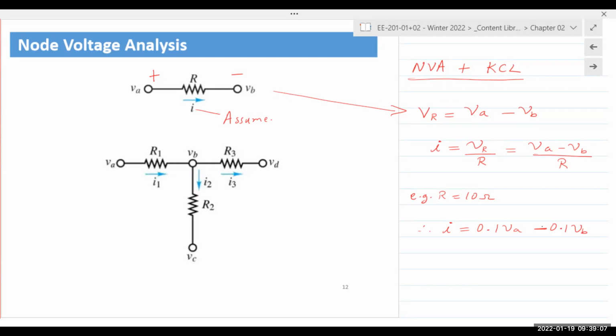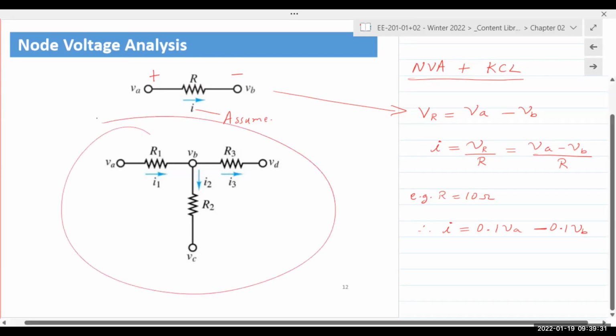Okay. First, we assume a direction for the current, the branch current. Then we express each branch current in terms of the resistor voltage by applying Ohm's law. We express each resistor voltage in terms of the node voltages. Plug in all the node values, and then you reduce the expression. Does that make sense to everyone?